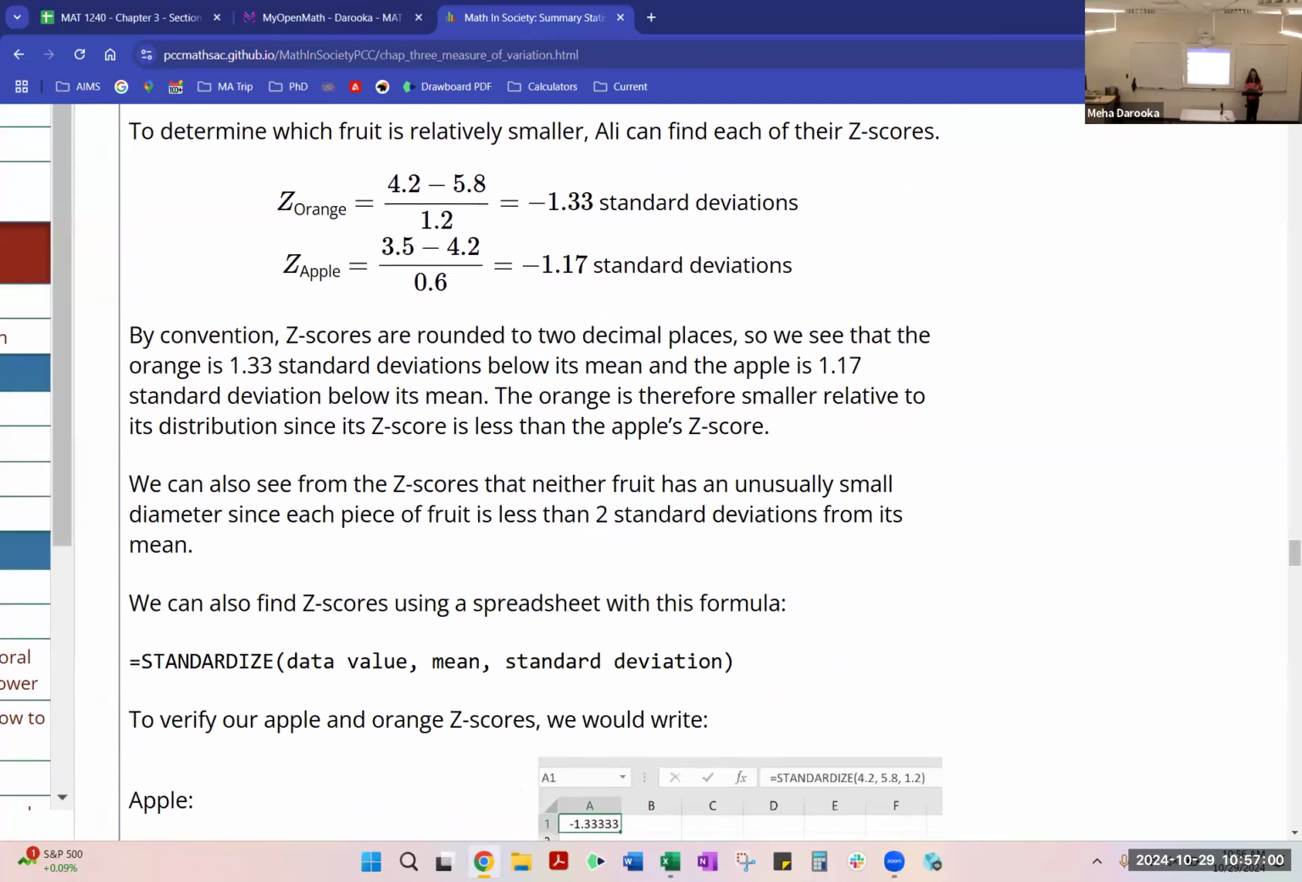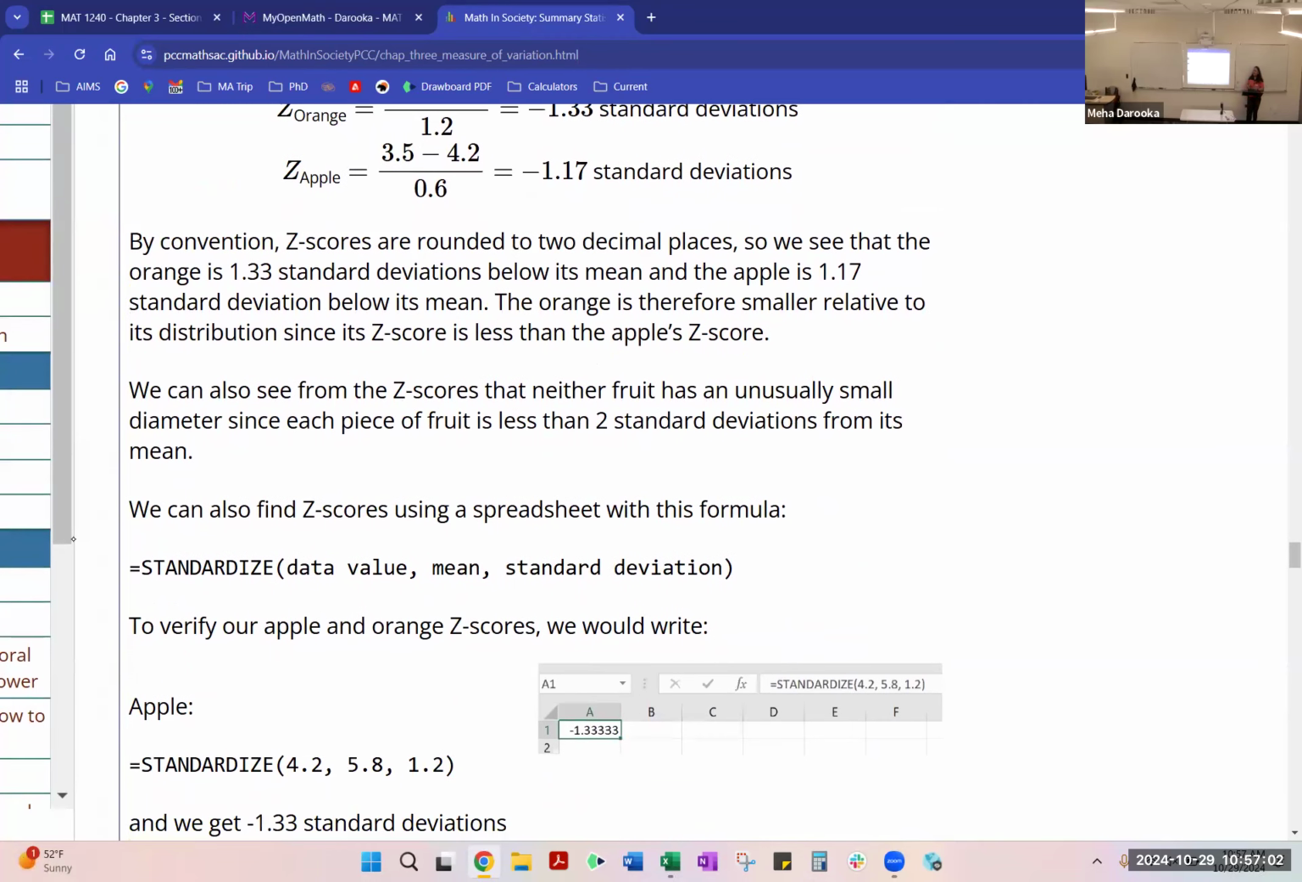And this is honestly where a comparison like this would make sense, because you do want to have two items to compare to see which one relatively would be smaller than the other. So basically they're saying, we can also see from the z-scores that neither fruit has an unusually small diameter, since they were both within two standard deviations, right? We didn't have a number smaller than -2 or a number larger than +2. So we did not hit that unusual category. So they were still within the usual limits because we were not two standard deviations below or above the mean.